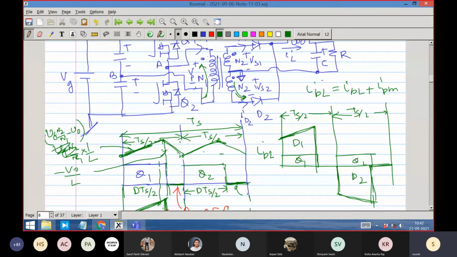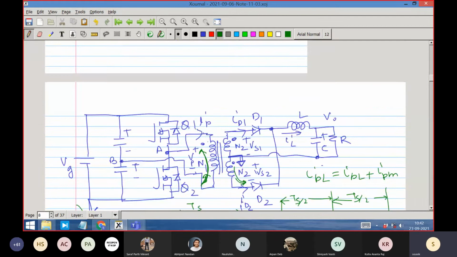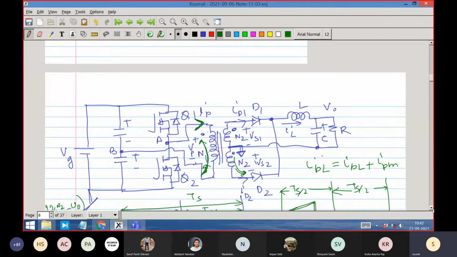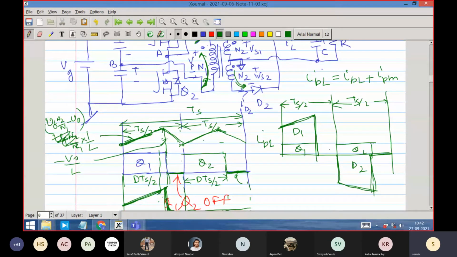So in this side, from the cross end, this is the dot end, the current has to enter from the cross end. So the arrow is this way. But the convention of current arrow is this. The IP convention arrow is this, but this current is reverse. So that's why I am drawing it in the negative part. And it is just a chunk of the inductor current drawn negative, right?